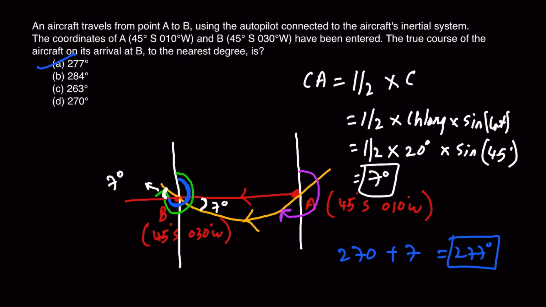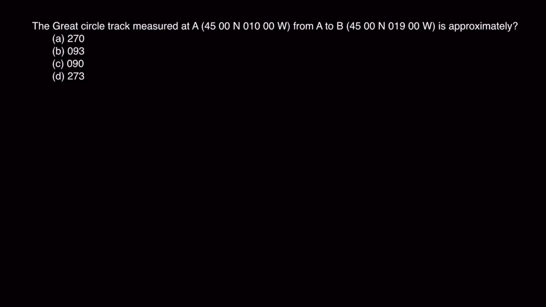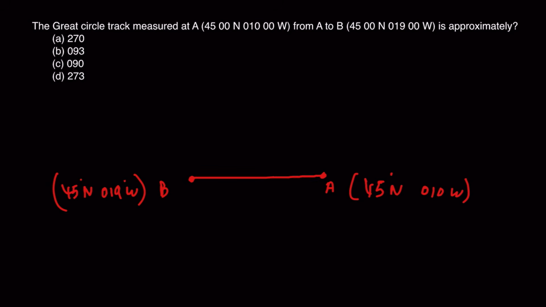All right, next one. I think this is the last one. So the great circle track measured at A from B is approximately, all right. Okay, so A, 45 north, 010 west. B, 45 north, 019 west. Both are in the northern hemisphere. So if these are the two longitudes, this will be the great circle. A to B direction will be this.